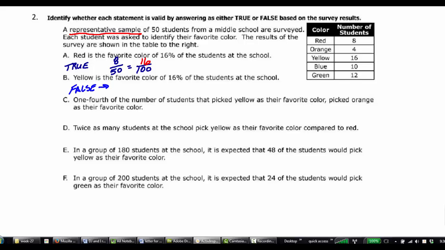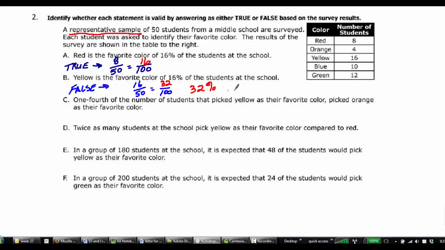That is a false statement, and the error that they made was they took this 16 right here and made it 16%, but it's not 16%, it's 16 out of 50. Percent is always out of 100. So if I looked at 16 out of 50 and compared that out of 100, I would get 32, which would be 32% selecting yellow.